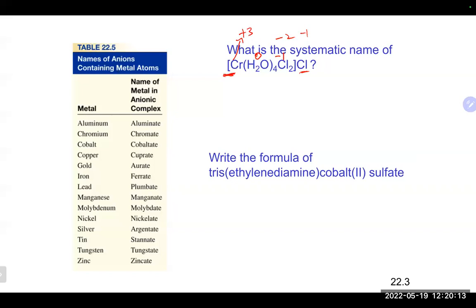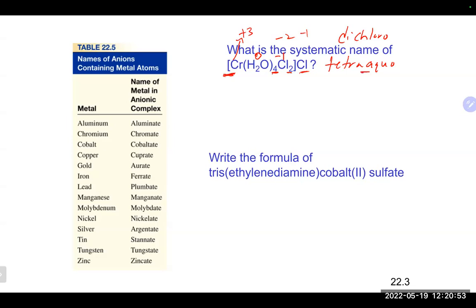Coordination number here would actually be 6. It's got 4 waters attached and 2 chlorides attached, each monodentate. So coordination number here would be 6. So we're going to start with our ligands. So we have 4 of the waters. So that is like a tetraaqua or aqua, your choice. We have 2 of the chlorines, which would give us a dichloro. We do want to put these in alphabetical order, so which one should come first?